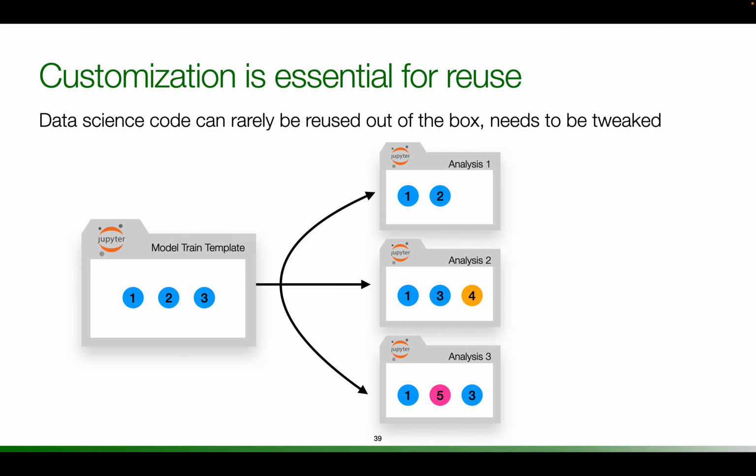So for instance, if I have a model training template on my left that has 3 steps, 1, 2, and 3, when I use this in 3 different analyses, I'm probably going to only use the first 2 steps in my first analysis. Maybe I'll use the first and the third step and then add a new one in my second analysis, and then add a new step in between the first and third step in my third analysis. And so it's really important that data scientists are able to customize the workflows if they want to reuse past analyses. And this is part of the reason why template notebooks and notebook reuse is so powerful, because it supports this customization.